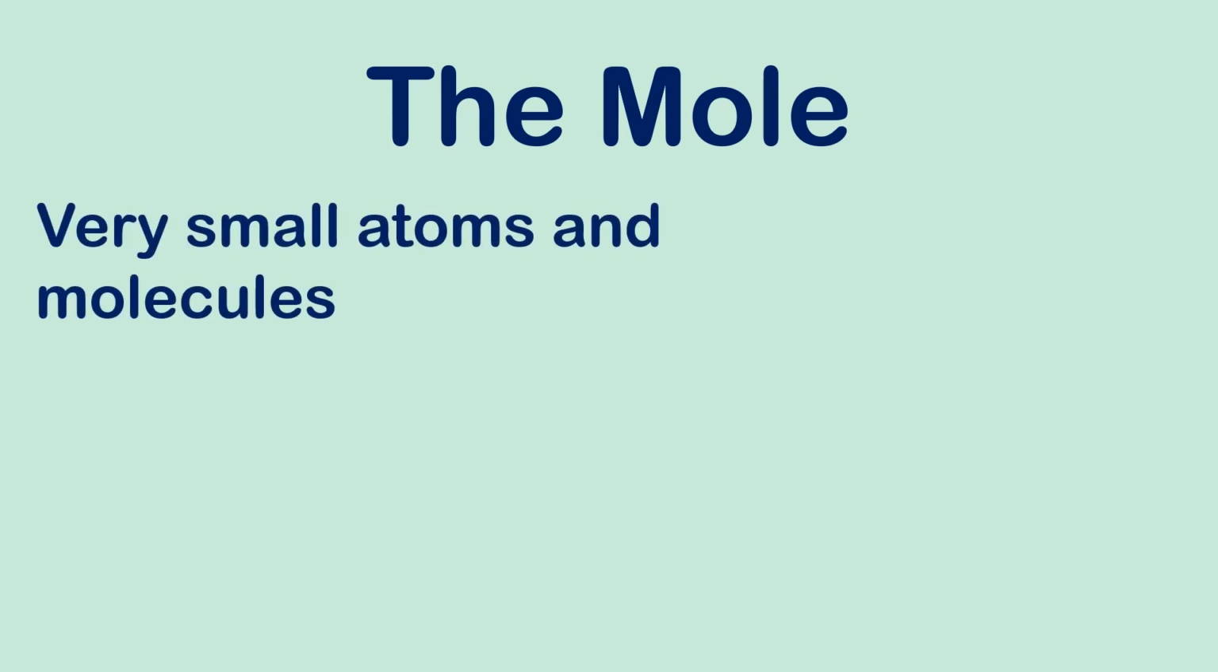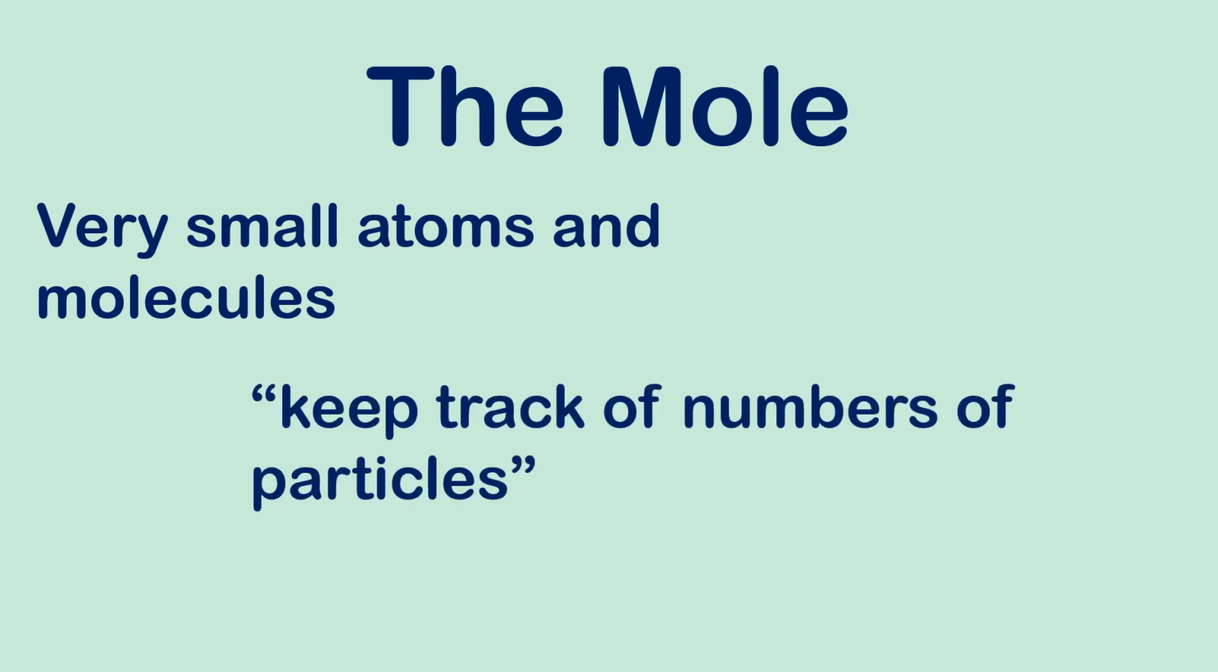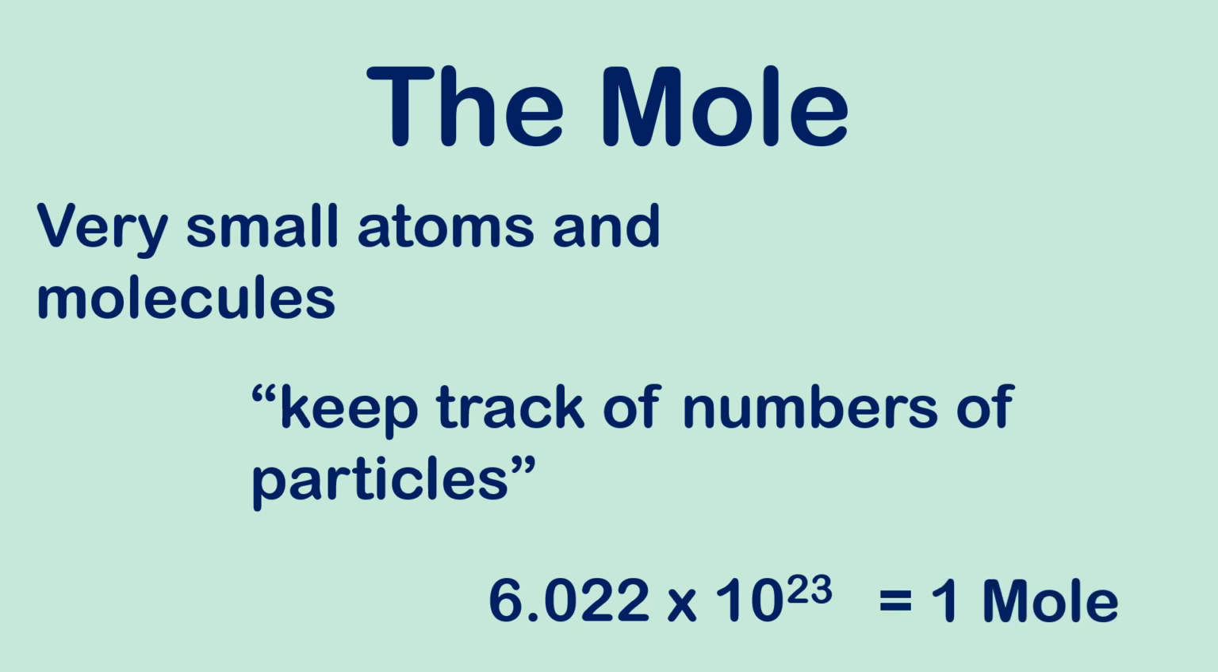These analogies are all cartoonish but necessary, because in chemistry we deal with very small particles like atoms and molecules, and we want to keep track of the numbers of particles. So instead of saying 6.022 times 10 raised to the 23 molecules react, we can say 1 mole of molecules react. Let's discuss where this value comes from.